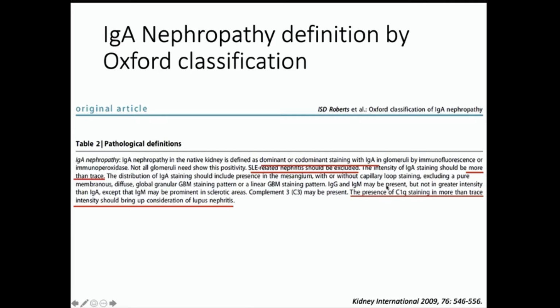Okay, and then the last sentence, again we are seeing that the presence of C1q staining of more than trace intensity should bring up the consideration of lupus. So we could understand, for the study of IgA nephropathy, we want a really pure selection of the cases of truly IgA nephropathy. But even knowing this, we get a few key time points to look at how IgA nephropathy was defined. This is very helpful, okay?